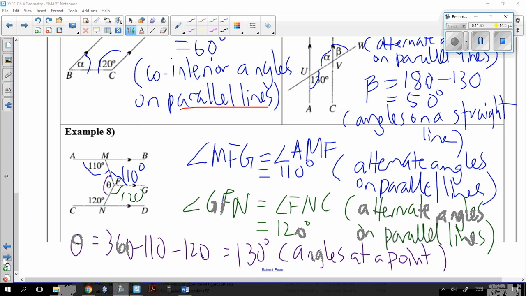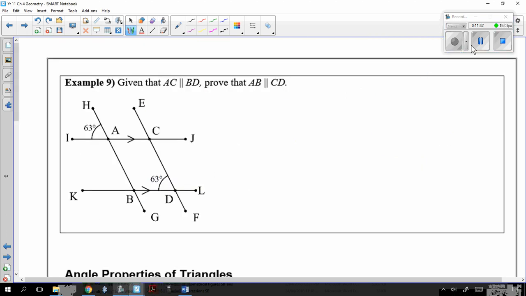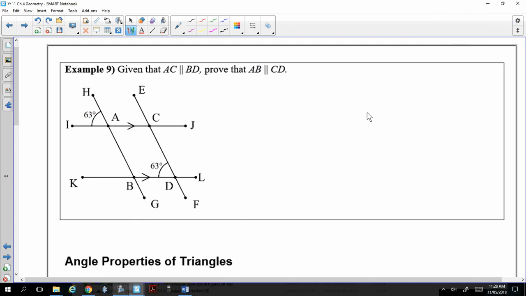Okay, now we have to use the converse of the theorem now. We have to prove lines are parallel. Hang on. Yep, question.